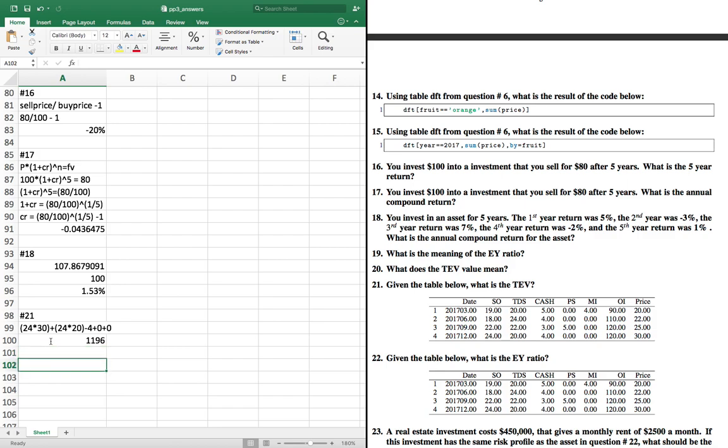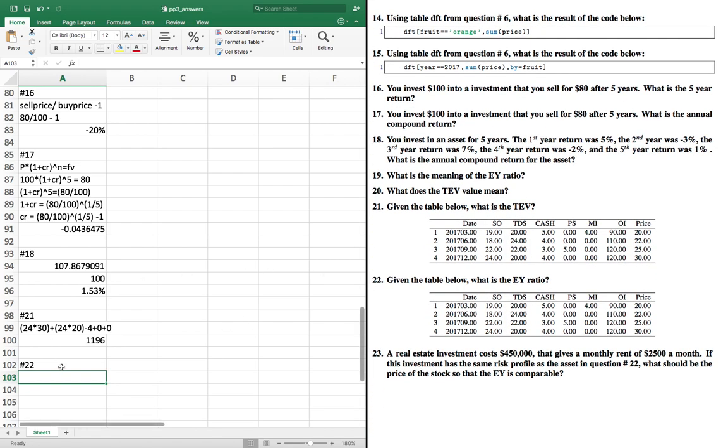Now, number 22 is asking, okay, given the table below, same table again, what's my earnings yield ratio? Well, we already have our denominator from 21. I just need to get my numerator, which is going to be the average operating income. These guys right here. And again, you could only do this for the last period because you only have adequate data, the three previous OIs, for this row right here for 2017-12. So what is the average OI? Here it looks like it's 110.